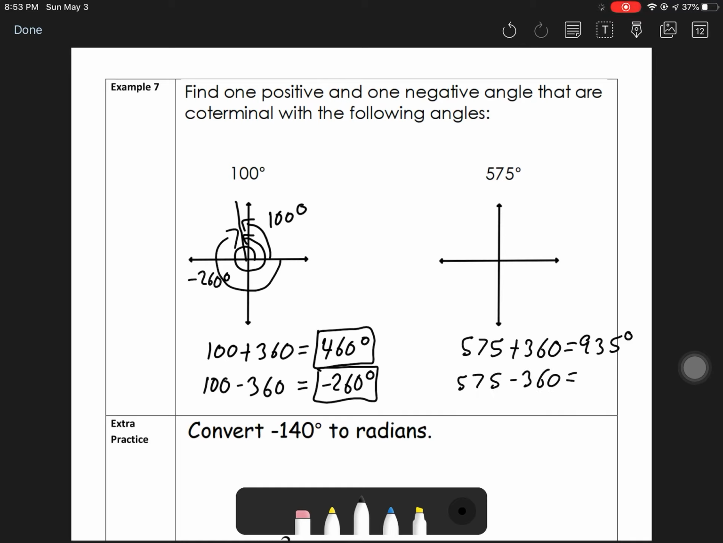Okay, now to get a negative angle though, we want to do subtraction. So if we subtract this, we're going to get 215. That is still positive, so we got to subtract another 360. That's not enough to get us into the negative angles. So if I subtract another 360, we end up getting negative 145.